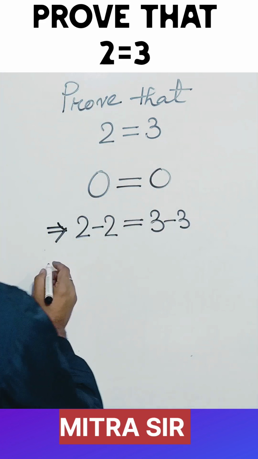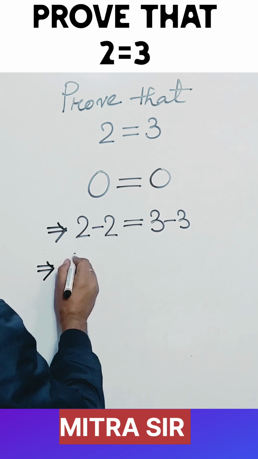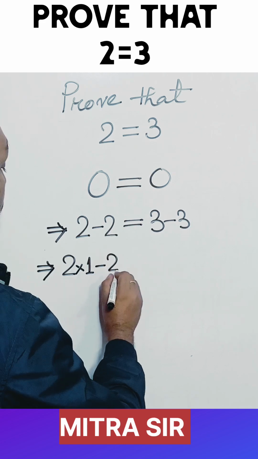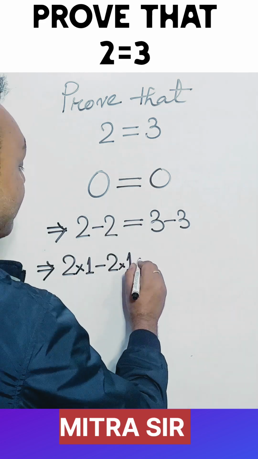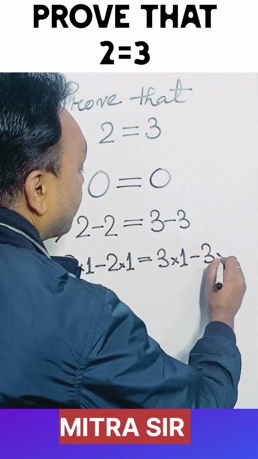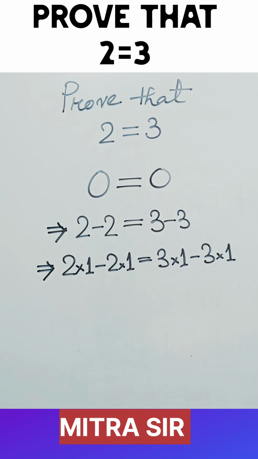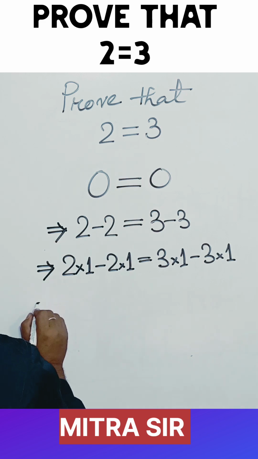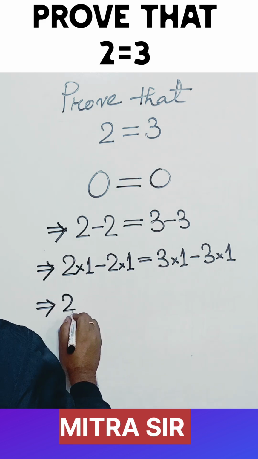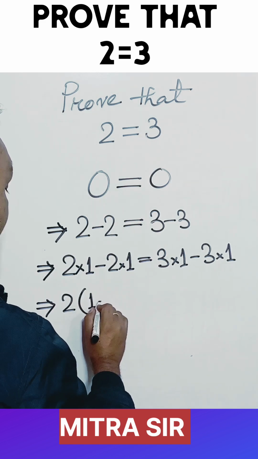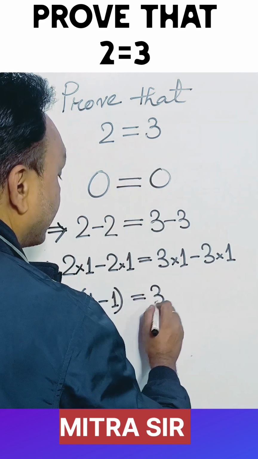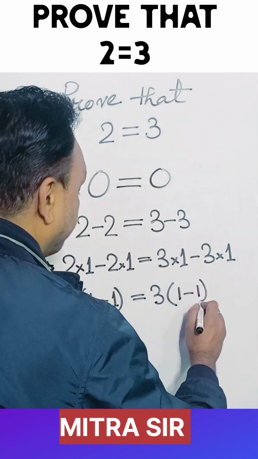So far, no problems. Now, what we need to do, we just multiply by 1. So all the terms I am multiplying by 1. Same thing I am doing on both sides, right? All the terms I have multiplied by 1. Now from here I'll take 2 common. 2 is there, 2 is there. So I can take 2 as common. What is left? 1 minus 1. Here I am going to take 3 common. 3 times 1 minus 1.